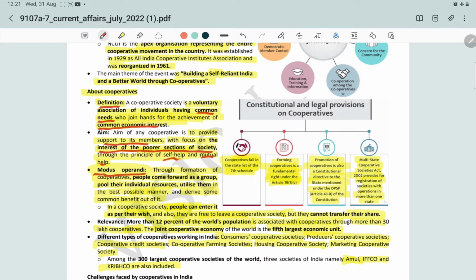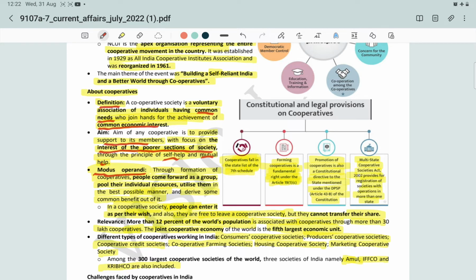Through formation of the cooperatives, people come forward as a group, pool their individual resources, utilize them in the best possible manner and derive some common benefit out of it. In a cooperative society, people can enter as per their wish. They are also free to leave the cooperative society, but they cannot transfer their shares.